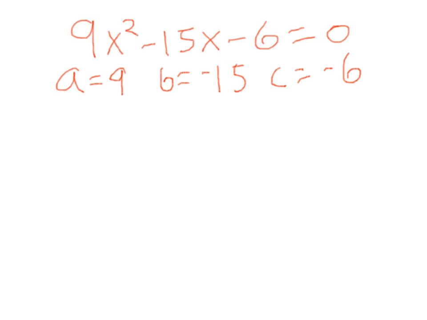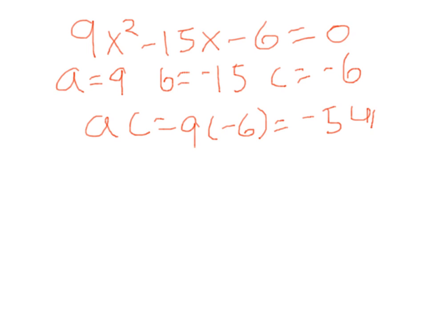Now, the first thing we're going to do in any quadratic is find a times c. A times c would be 9 times negative 6, and that would be a negative 54, of course. And now it's a negative 54.